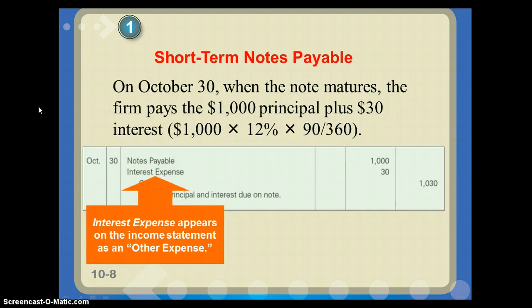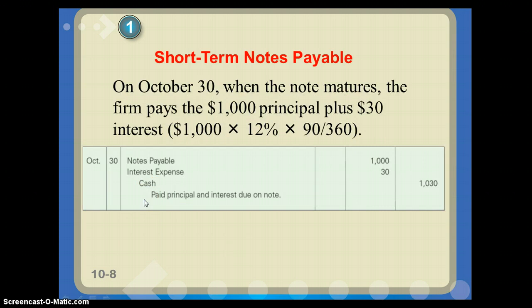So on October 30th, when the note matures, we are going to pay the $1,000 principal plus the $30 interest. Previously, we've received this. Now we're paying it. So we debit our notes payable for the $1,000 because we've paid it off. Then we've got interest expense, which you'll see appears as an other expense. It's an expense to us because we have to pay out this interest. We owe the interest for changing our account payable to a note payable. We also have our cash credited for the total amount of $1,030.